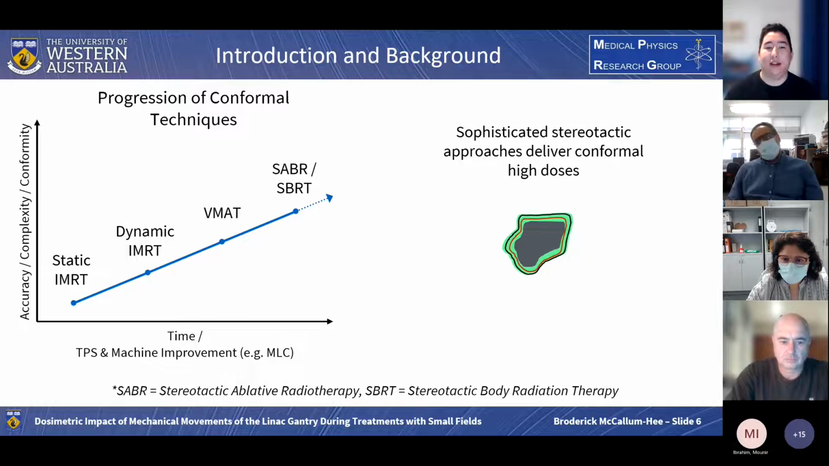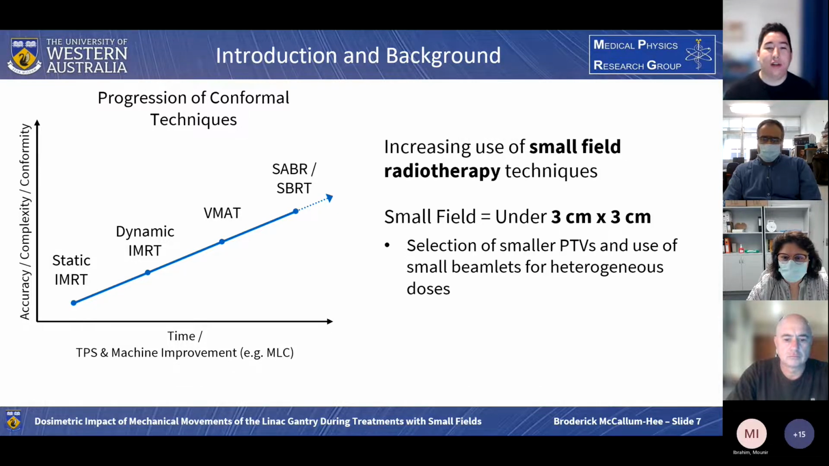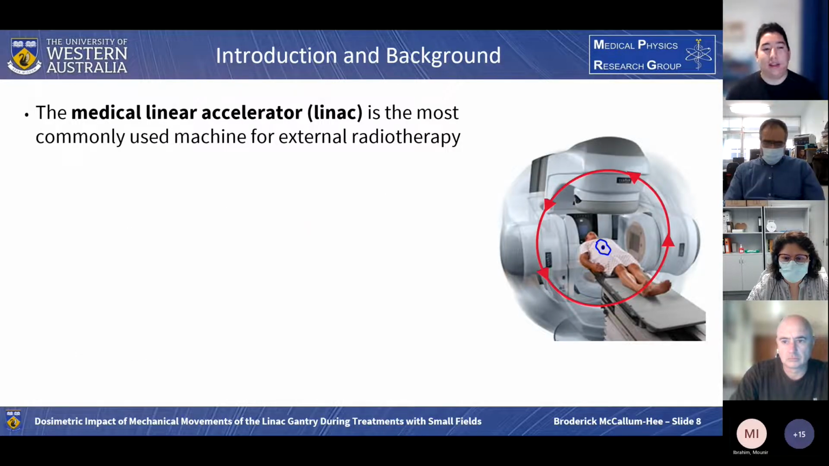The final techniques I'd like to highlight are stereotactic techniques such as SABR and SBRT. These are very highly sophisticated approaches to deliver conformal and very high doses to the target volumes. What we see in this trend is an increase in the use of small field radiotherapy techniques. As general context, a small field is generally a field under around 3 by 3 centimeters. We're seeing this increase as we're selecting smaller PTVs and using smaller beamlets to deliver heterogeneous doses. To deliver these techniques, the main machine we're using is the medical Linac. Here on the right, we have a picture of a standard Linac, which you may find in the clinic.